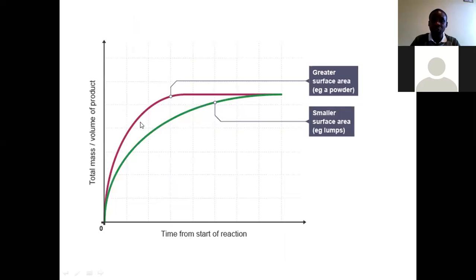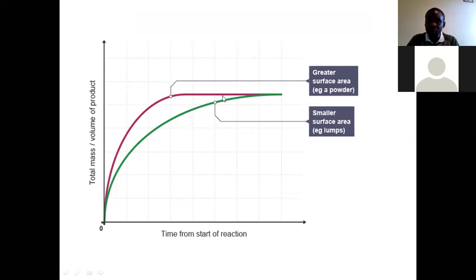Now, I've shown a graph here. If you look at these two reactions, this is the volume against time from the start of the reaction. In these two reactions, you can see that the volume produced is the same. This is very important. But look at where the curves are flattening. For a smaller surface area, especially if it is a lump, it takes a long time before the reaction comes to completion.